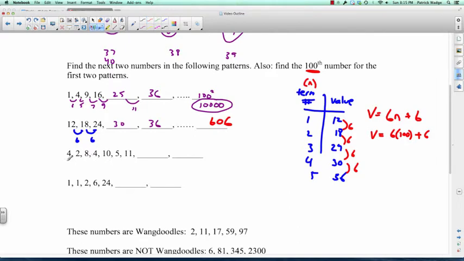Okay, here's a hard one. 4, 2, 8, 4, 10, 5, 11. I think you could stare at those a long time, and you might not get what the pattern is. I invite you to pause the video and see if you can get it. Give yourself 2 minutes. See if you can solve it in 2 minutes.